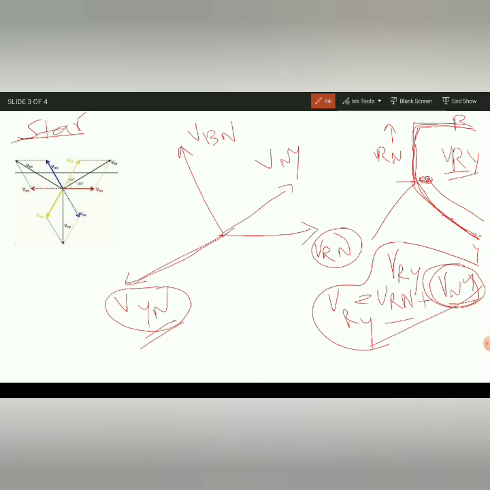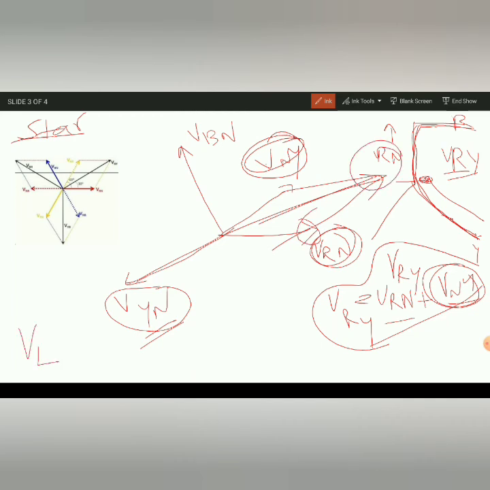Now you take the resultant. So what is the resultant you will get? This is one vector, this is another vector. When you find the resultant, what answer do you get? We are actually finding the line voltage from the phase voltage. So what will be the answer? It will be √3 times the phase voltage. This is the relation we get. We can find VRY, VYB, VBR, and all will be the same.